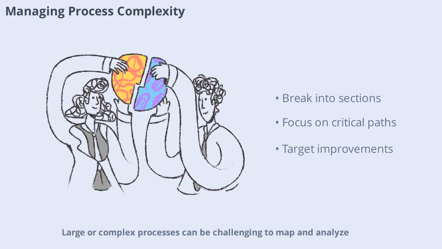Large or complex processes can be challenging to map and analyze. Breaking them down into smaller, manageable sections makes the task easier. Focus on critical paths and high-impact areas first, then expand the analysis as needed. This approach ensures that improvements are targeted and achievable.